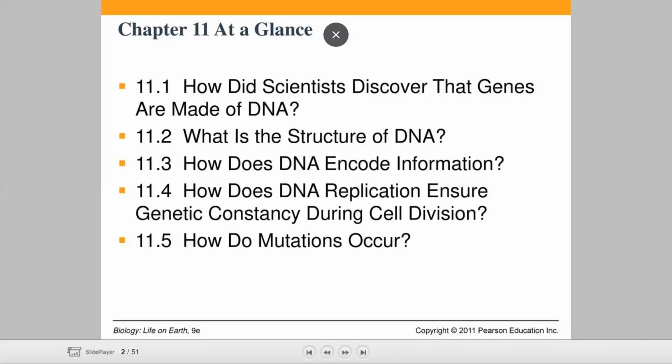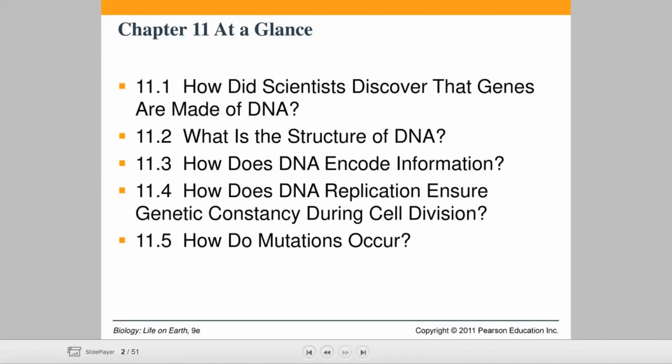Going to learn about how does DNA encode information? How does DNA replication ensure genetic constancy during cell division? And the last one is how do mutations occur? So these are the 5 main goals that we are going to discuss.